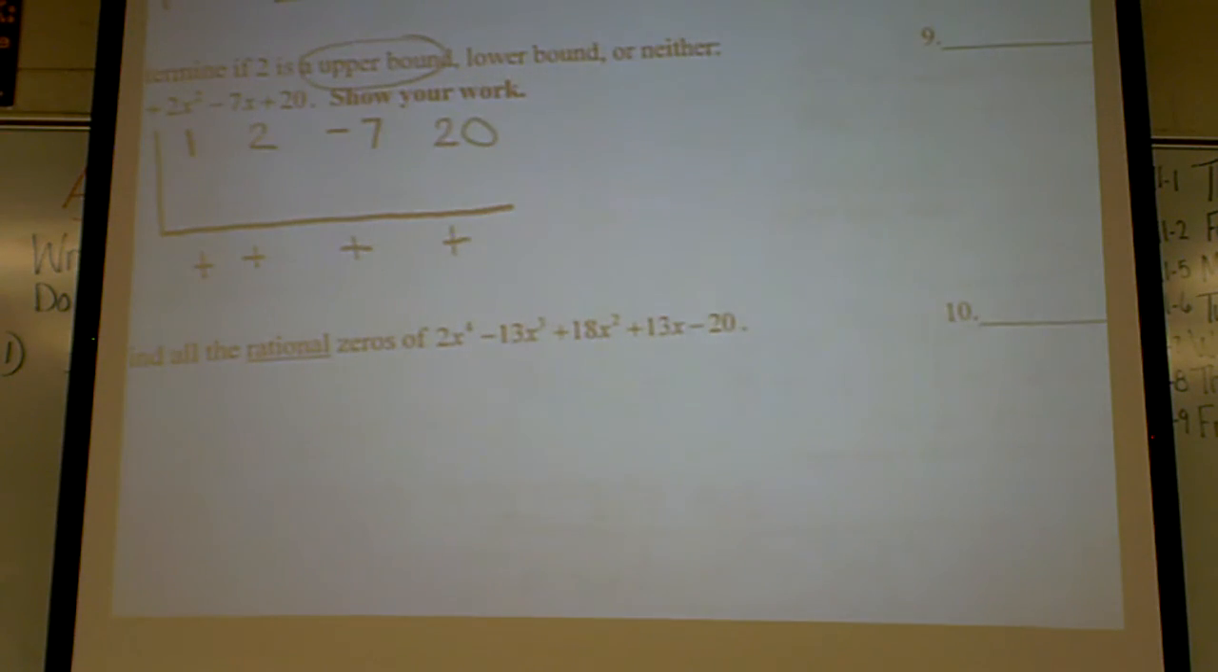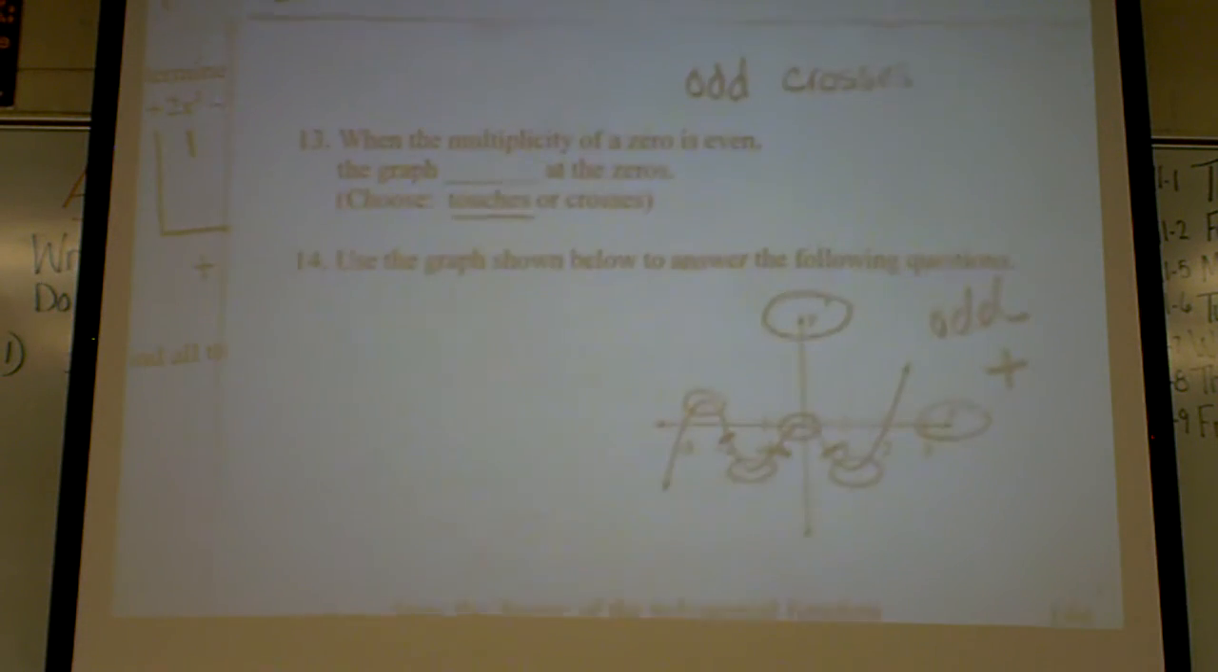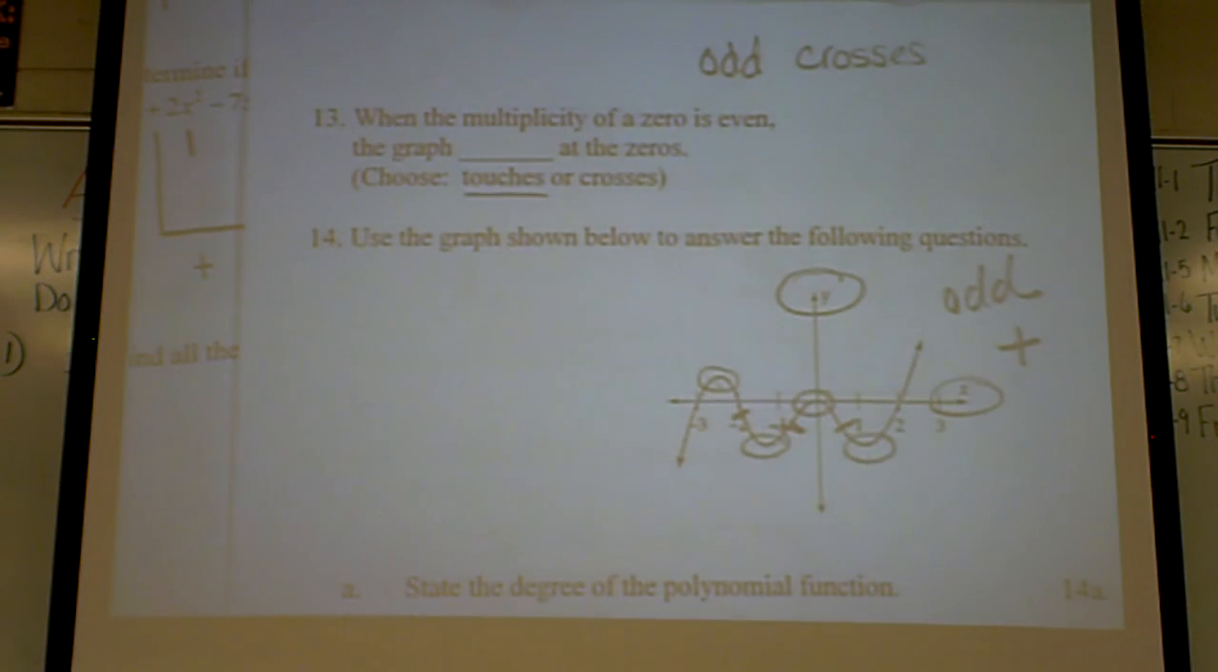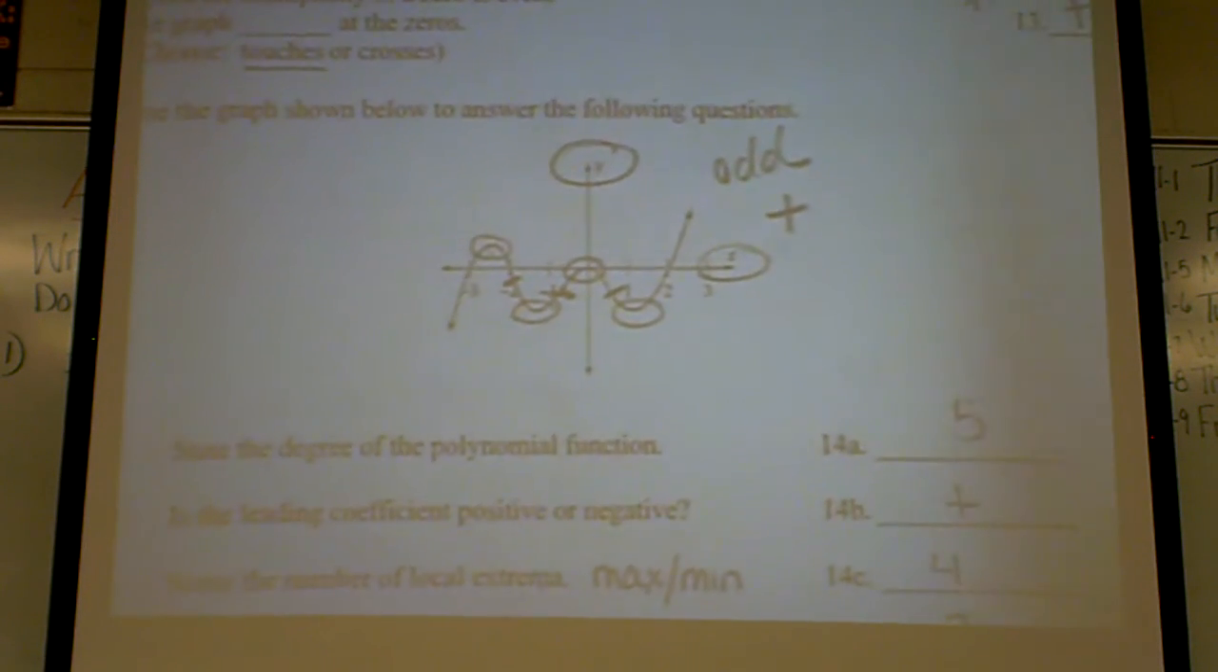Alright, last page, real quick. When the multiplicity of a zero is even, the graph touches. So when it's odd, it crosses through. This was 1 point.